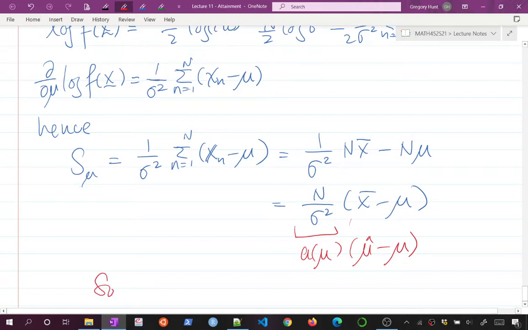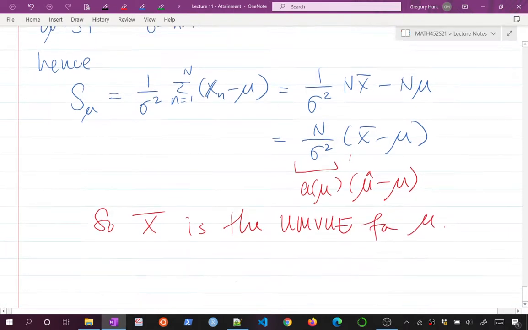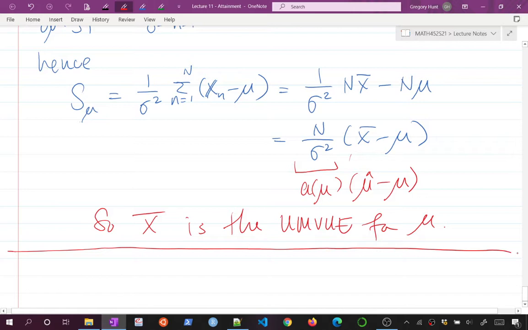And so, as we showed last time, x bar is the UMVUE for mu. So if you didn't believe it the first time, you won't believe the second time, but I'll do it again. By that theorem, because we've shown that proportionality, mu hat or x bar is the UMVUE.